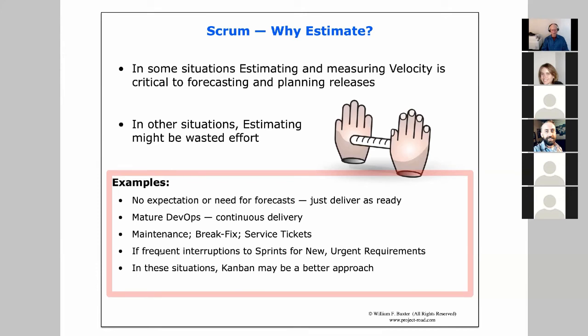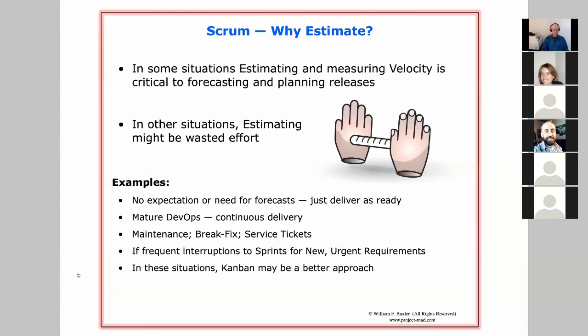Another scenario is if your sprints are often being interrupted with urgent new requirements. That might be an indication that Scrum just isn't the right approach, and you should find a different approach. In all of these situations, Kanban might be a better approach. And so this is my segue into Kanban as a third framework to talk about in Agile.